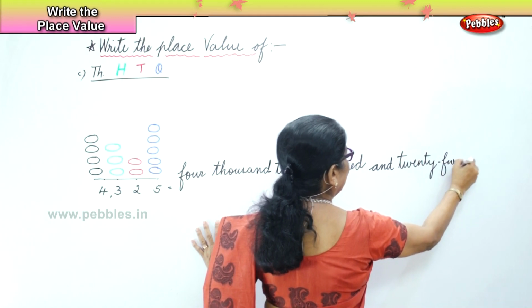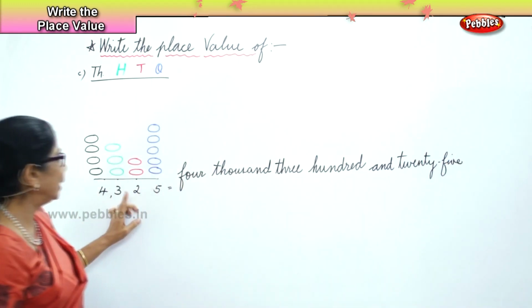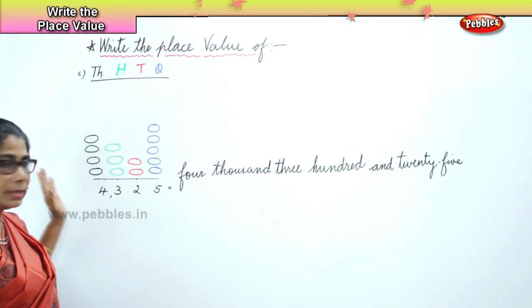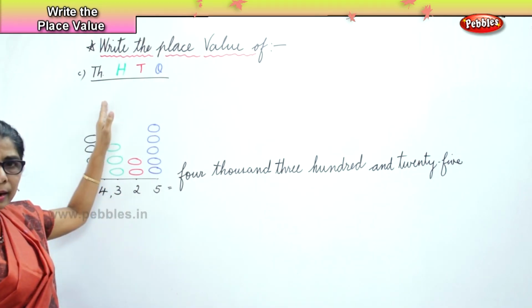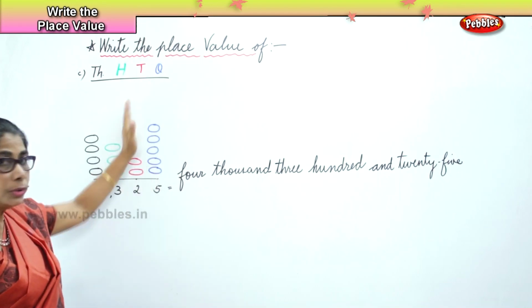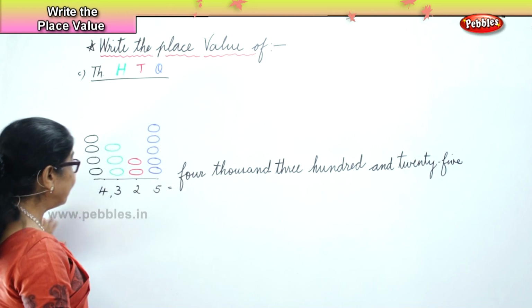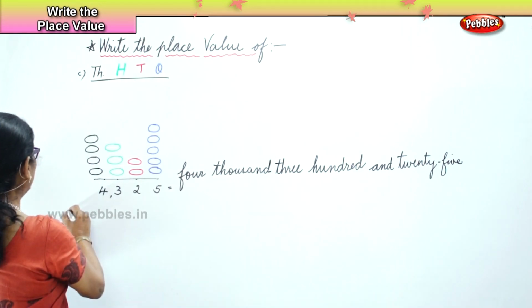So we learned the place value of 2 is 10, place value of 4 is 1000, place value of 3 is 100, place value of 5 is 1. We learned. And now we learned to write the number's name. One more.